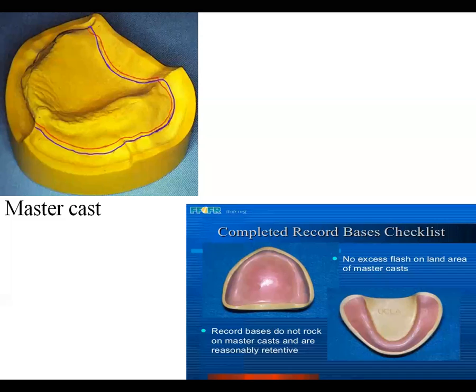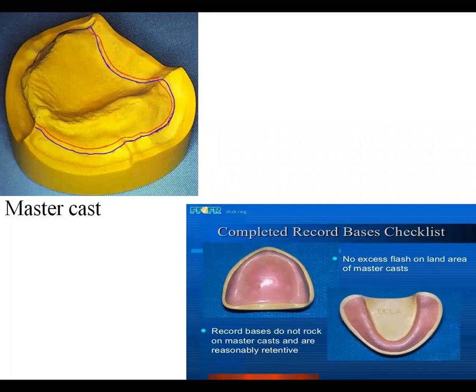How do we check whether our borders are round or not? Just move your fingers on the borders of your tray or your record base. The same criteria you have to apply for your custom tray also. Because whenever you insert it in the patient's mouth, if you feel roughness on your finger, that means there is a chance of tearing the intraoral mucosa in the patient's mouth.